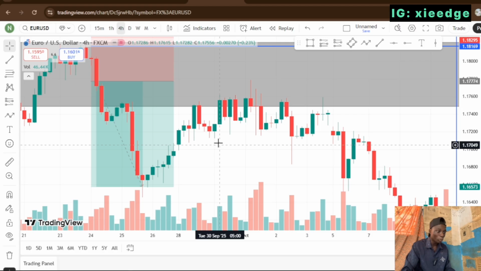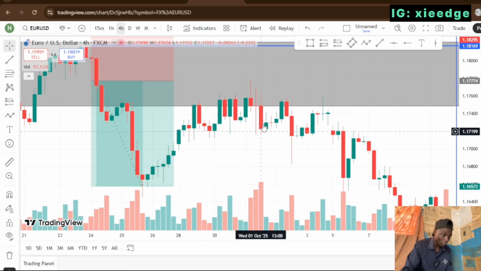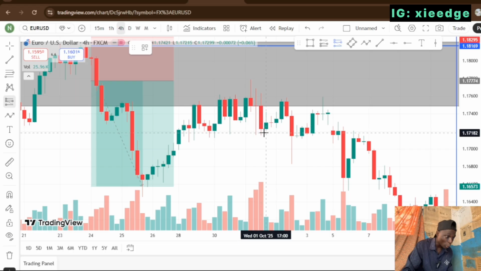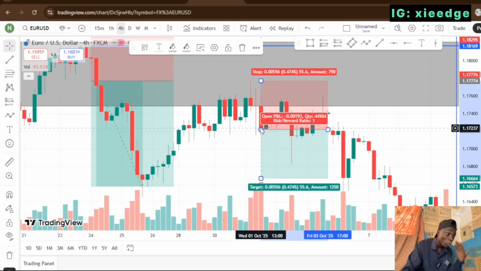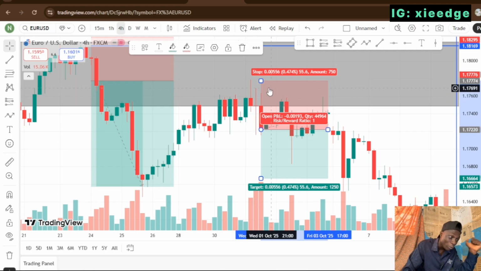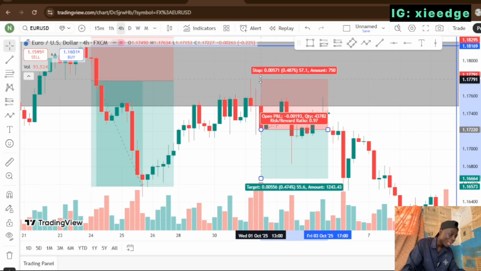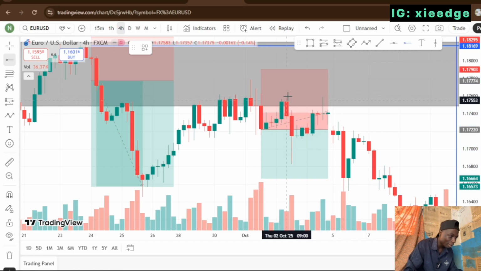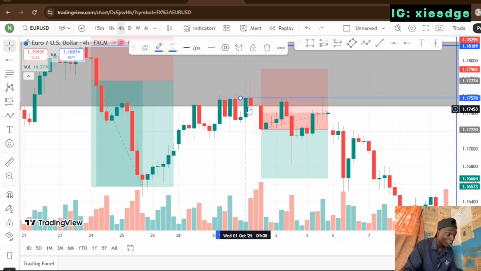So after the double bottom, what do we wait for? Bearish engulfing, and this is the bearish engulfing here. After seeing the bearish engulfing, we enter, and our stop loss is always above the wick. Don't forget, always above the wick, and don't go for anything less than 1:2R. This is going to save you. I learned this the hard way, and I don't want any one of us to make the same mistake.